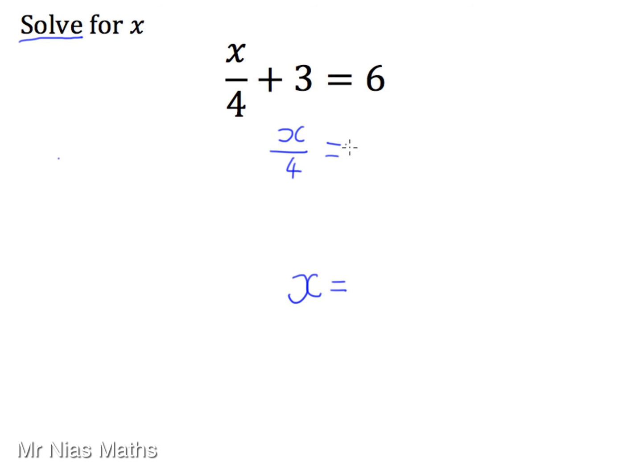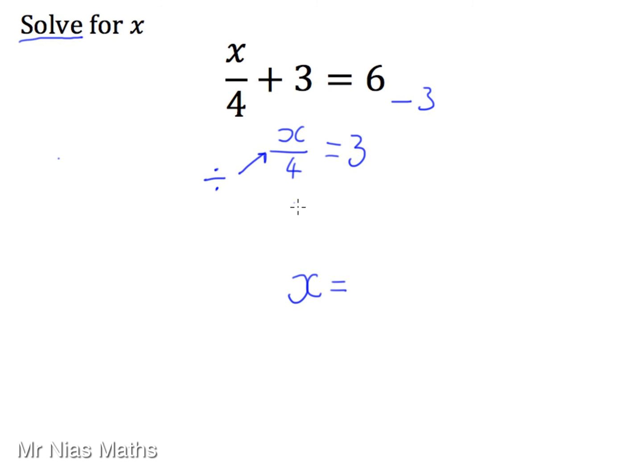And that'll be x over 4 equals. Now, positive 3 or plus 3, the opposite, the inverse operation is a take away 3. So I've got 6 take away 3 on this side. So that'll be 3 down there. Now then, this little line in here, we should all know by now, means divide. So this is x divided by 4.